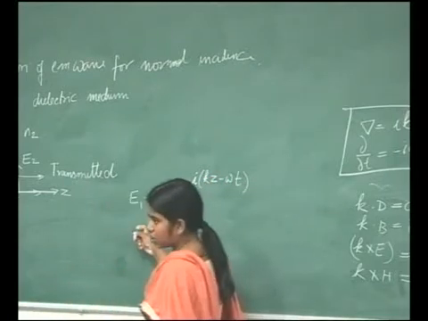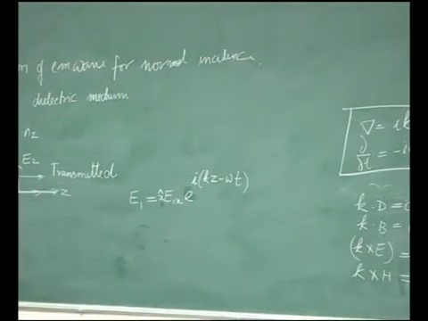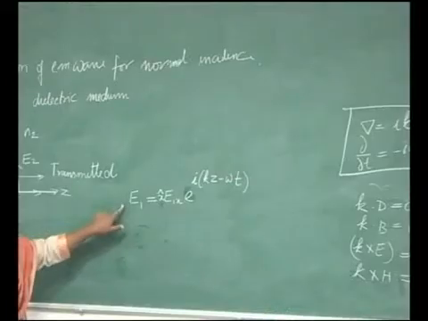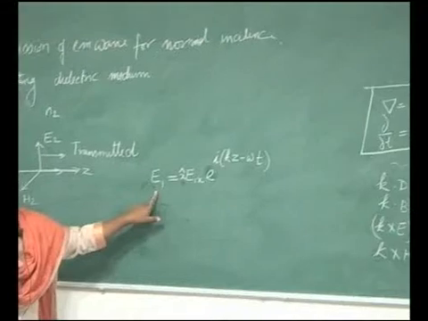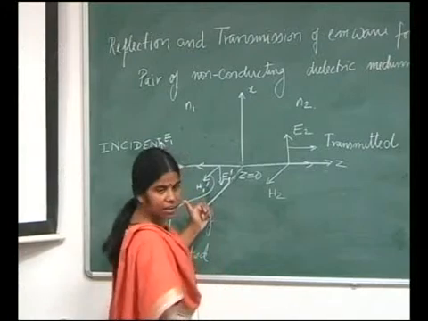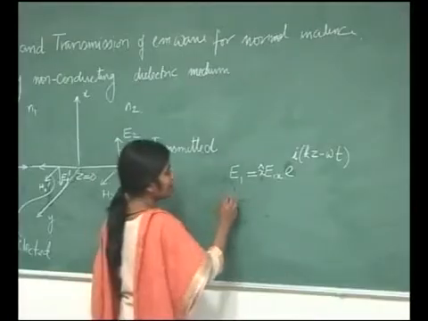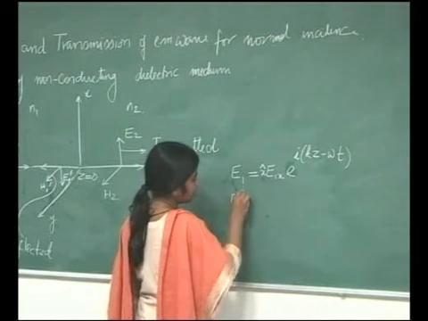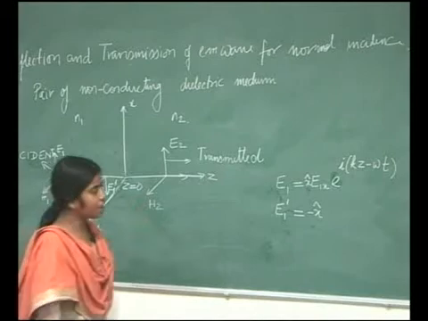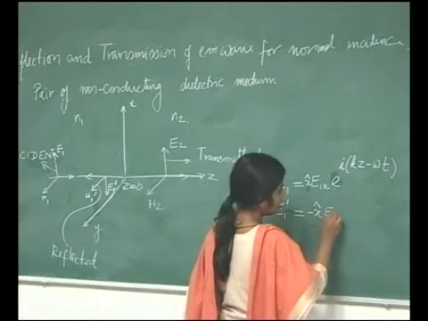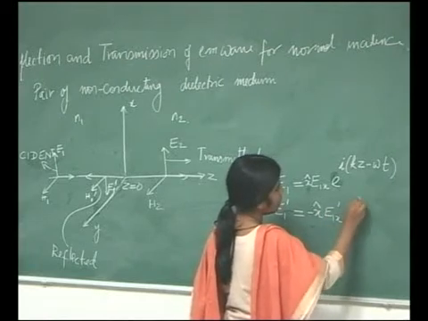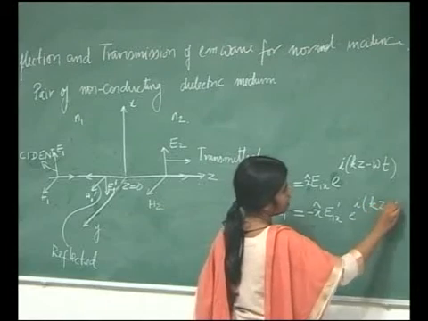Okay. What is this? This is the electric field component of the incident wave, right? There is no confusion. Now, the reflected wave is E1 dash, okay. So, I can write that E1 dash is equal to minus x cap, because it is in the opposite direction, minus x cap, and I call this E1x dash e to the power i(kz minus omega t).